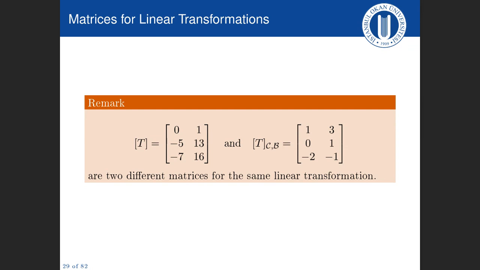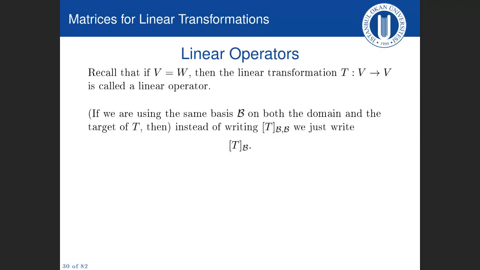Next, let's talk about linear operators. Let me remind you that if our domain and our target are the same vector space, then the linear transformation T from V to V is called a linear operator. If we're using the same basis on both the domain and the target, then instead of writing [T] with subscripts B, B, we can simplify this and just write [T]_B.